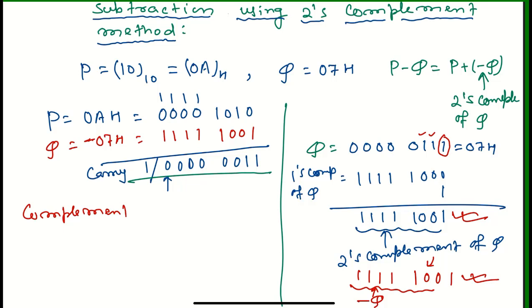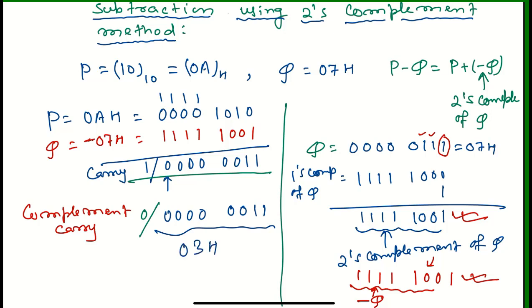Complement carry means this carry here, which is 1, will now become 0, with the remaining result bits the same: 0 0 0 0 0 0 1 1. So here it is giving the result as 03H, which is going to be stored into the accumulator.